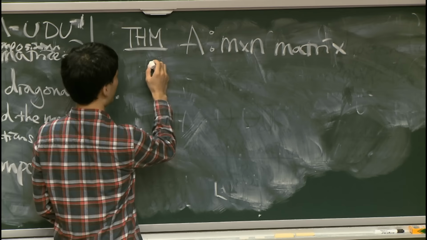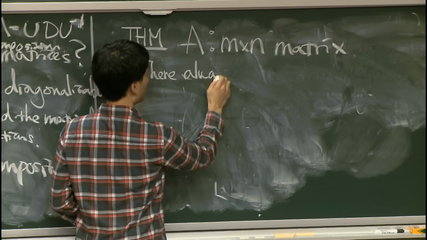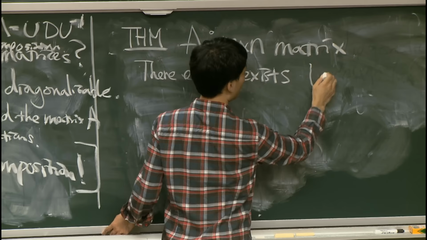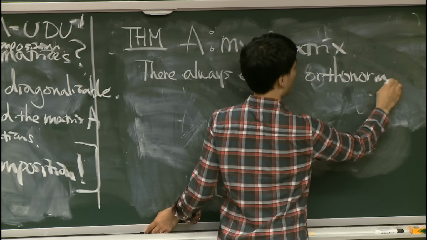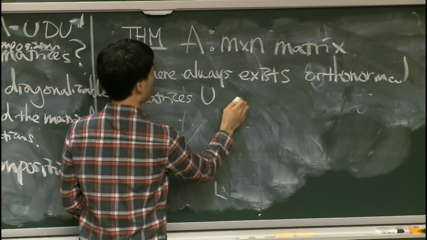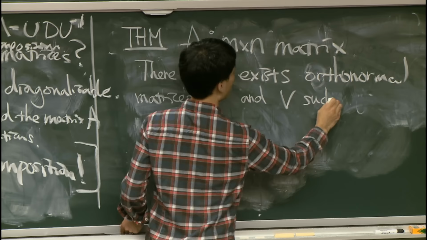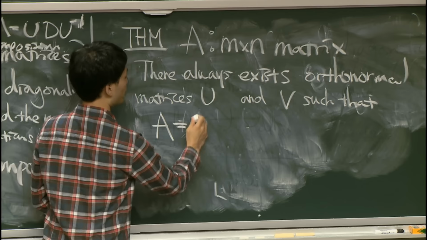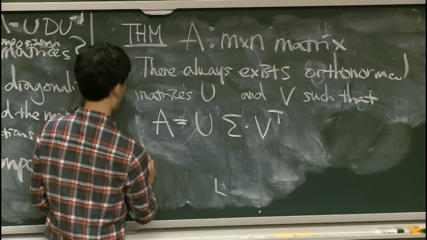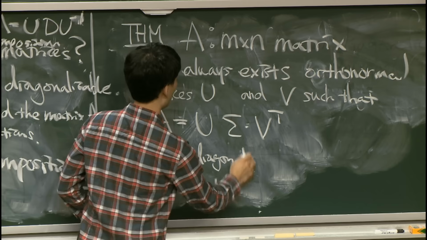Then there always exist orthonormal matrices U and V such that A is equal to U times sigma times V transpose, for some diagonal matrix.